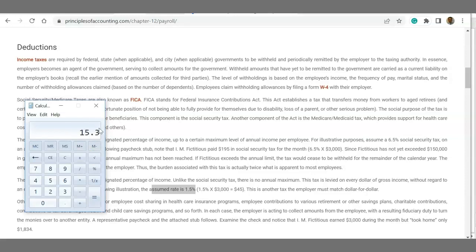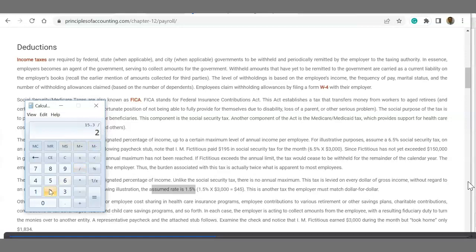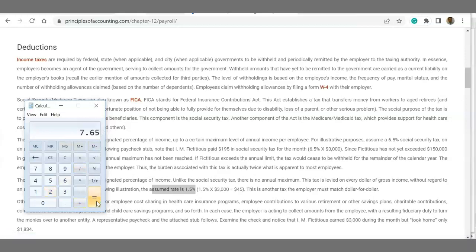15.3% of your $1,000 income. You pay only 15.3 divided by 2, you pay only 7.65% for Social Security and Medicare. The other 7.65% will be paid by the employer.